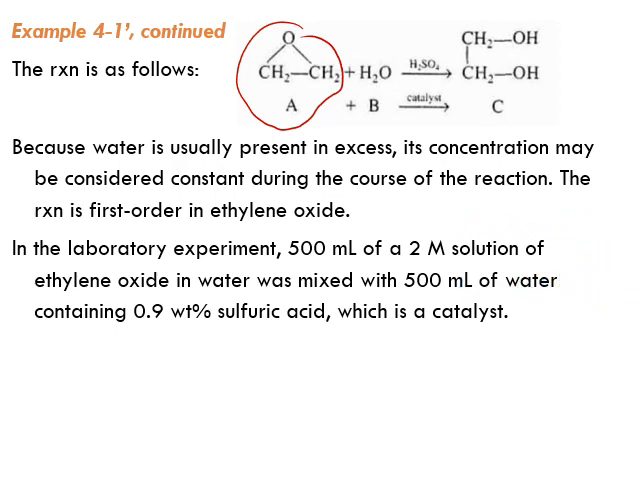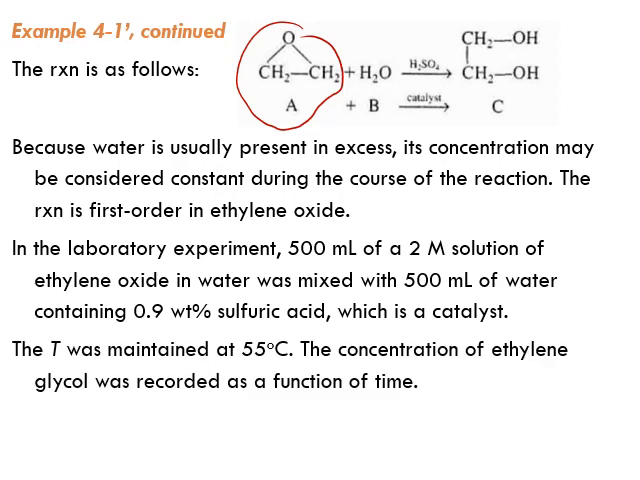Okay, in the laboratory experiment, 500 ml of a 2 molar solution of ethylene oxide in water was mixed with 500 ml of water containing 0.9 weight percent sulfuric acid, which is a catalyst. Of course, from this information, you can see that we are mixing two solutions. The first solution contains ethylene oxide with 500 ml and 2 molar of ethylene oxide. The second solution, also 500 ml, but with 0 molar concentration of ethylene oxide. So there's no ethylene oxide, and from here, you can calculate that CA0 equals 1 molar.